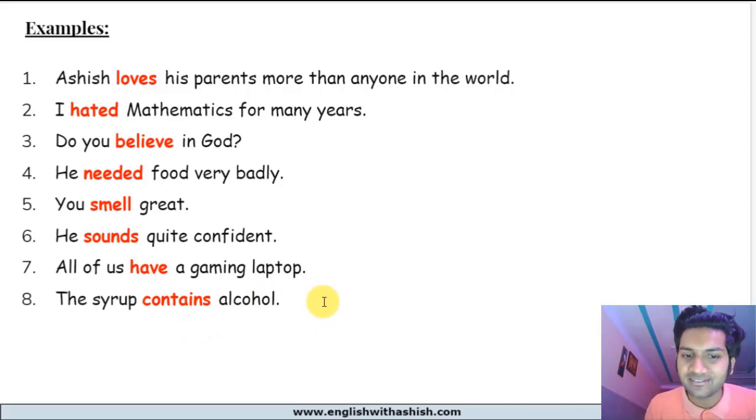So it contains something, right? It has something. It's not doing anything. It just has something. So it's indicating a state of the subject. It has something, okay? So that's what stative verbs are.